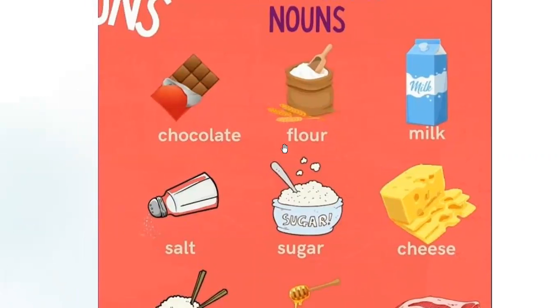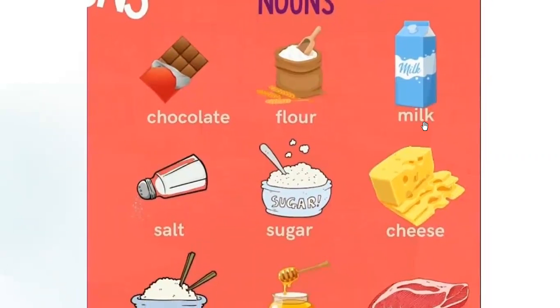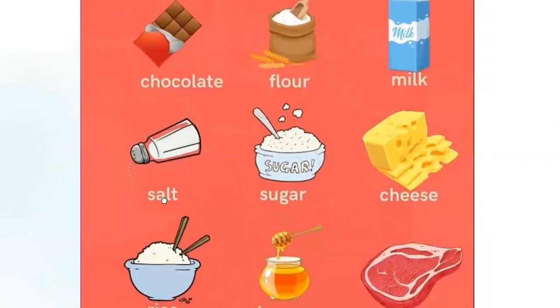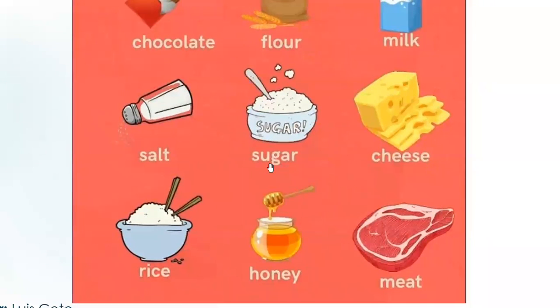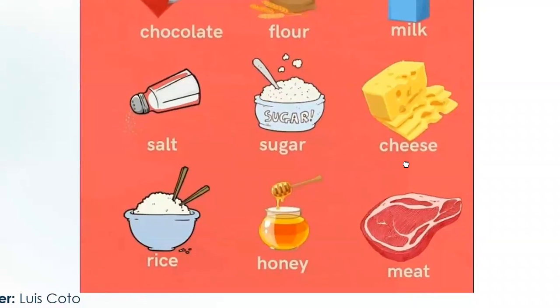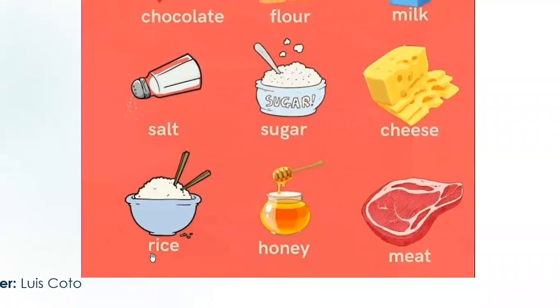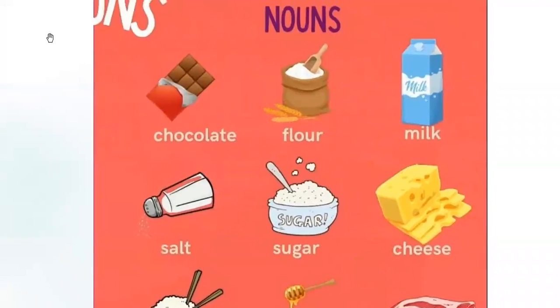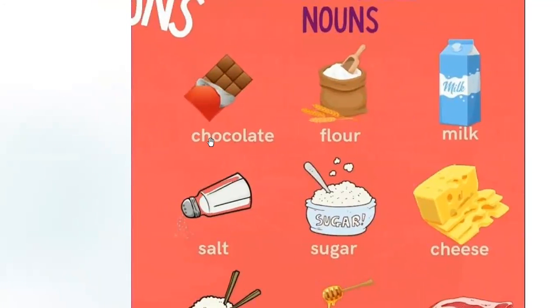Example. Chocolate. Okay. Next, flour. Milk. What else is uncountable? Milk. We have salt. Sugar. Cheese. Rice. Honey. Meat. Okay, good. Guys, question. Can you say a chocolate, is that correct? When you say, I have a chocolate.